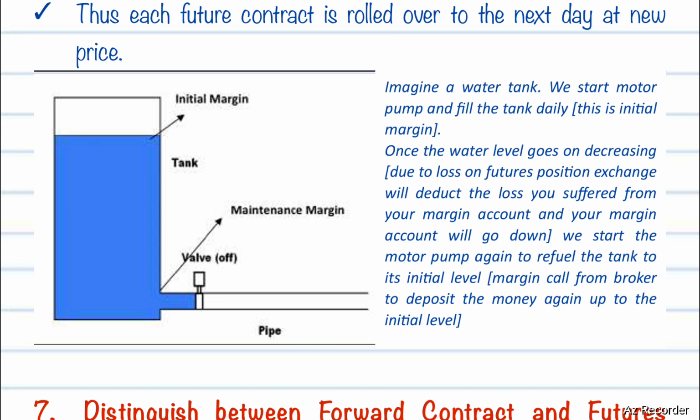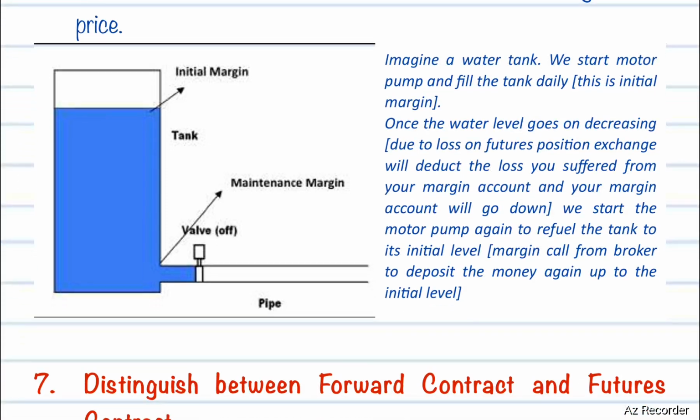Imagine a water tank. We start the motor pump and fill the tank daily. This is the initial margin. Once the water level goes on decreasing due to loss on the futures position, the exchange will deduct the loss you suffered from your margin account and your margin account will go down. We start the motor pump again to refuel the tank to its initial level. That is the margin call from the broker to deposit the money again up to the initial level.